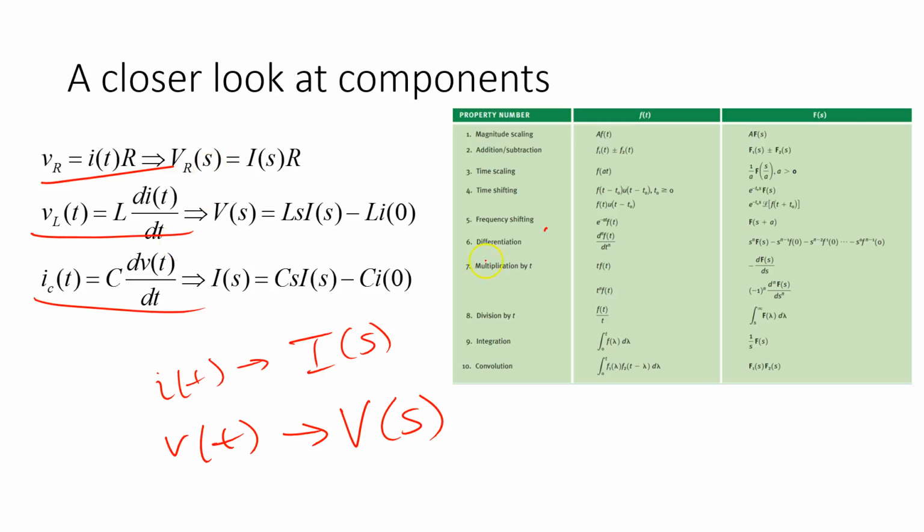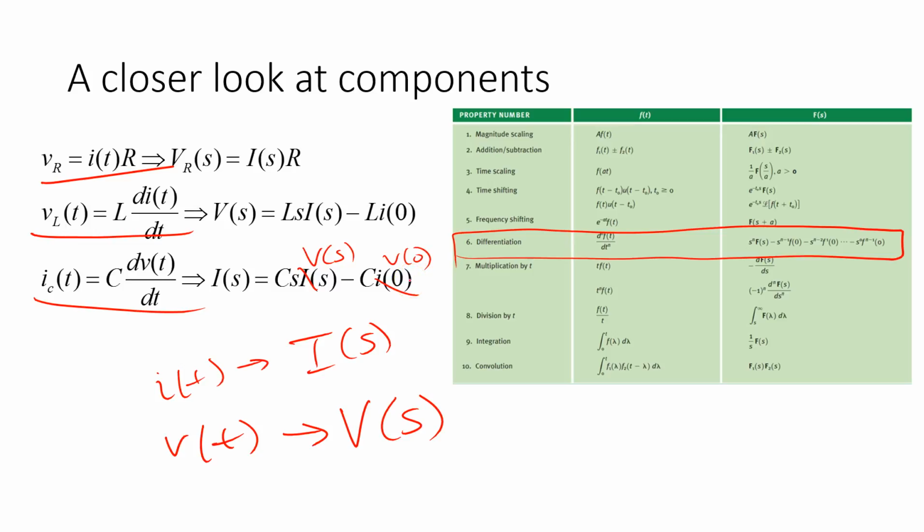So we have to look at the corresponding property to transform or to manipulate our Laplace equivalent of I(s) to sI(s) minus i0, and the same thing for v. This should actually be, since we're changing v(t) here, this should be V(s) and v0.